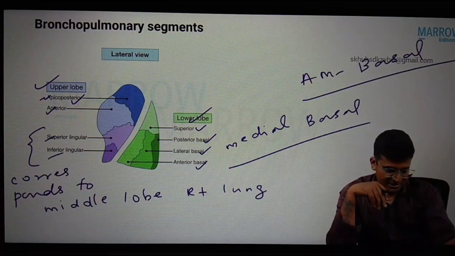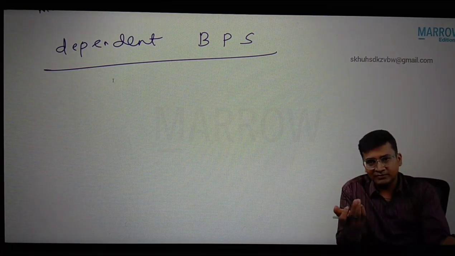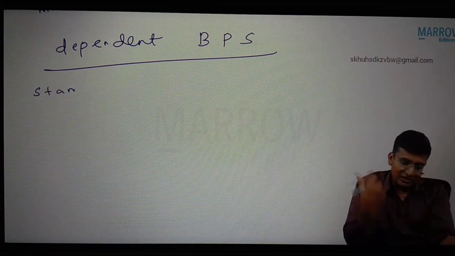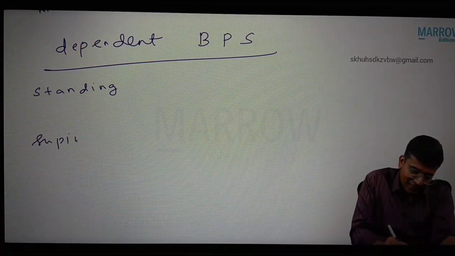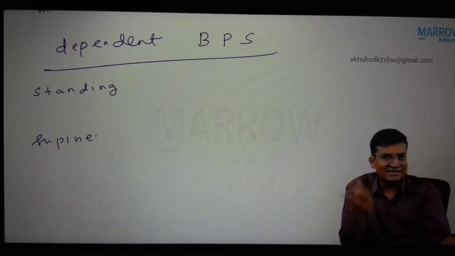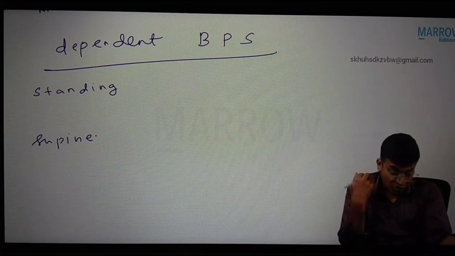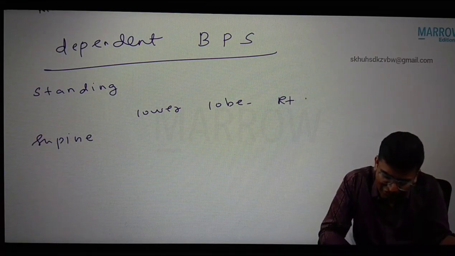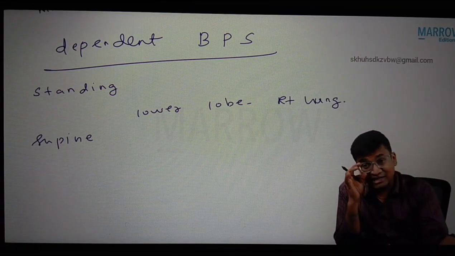Okay, right. Now one last point in the bronchopulmonary segment is the dependent bronchopulmonary segment. We have different dependent bronchopulmonary segments for standing position and supine position. I told you, any foreign body entering the trachea goes to the right bronchus, right lung. Now in the right lung, which lobe? Lower lobe of right lung. In the lower lobe of right lung, we have 5 segments. Now what is the dependent bronchopulmonary segment in the standing position?